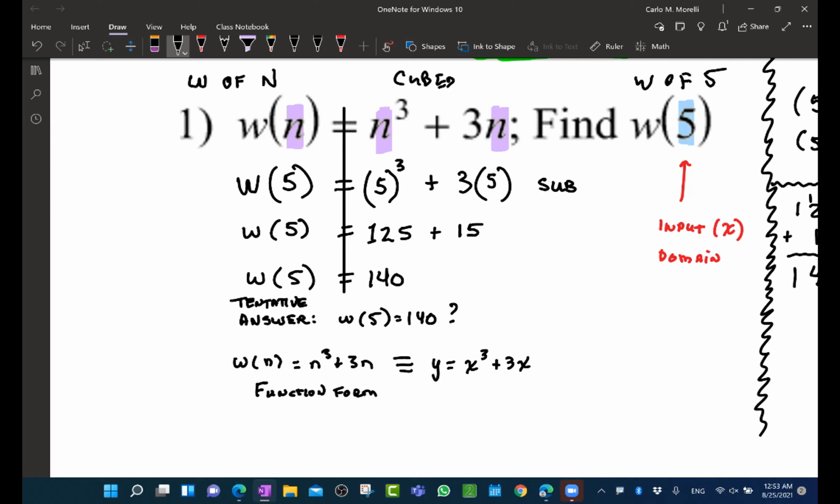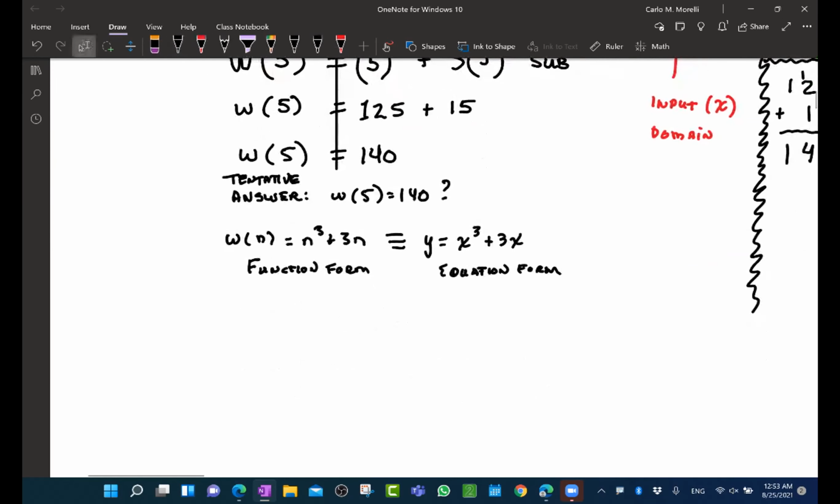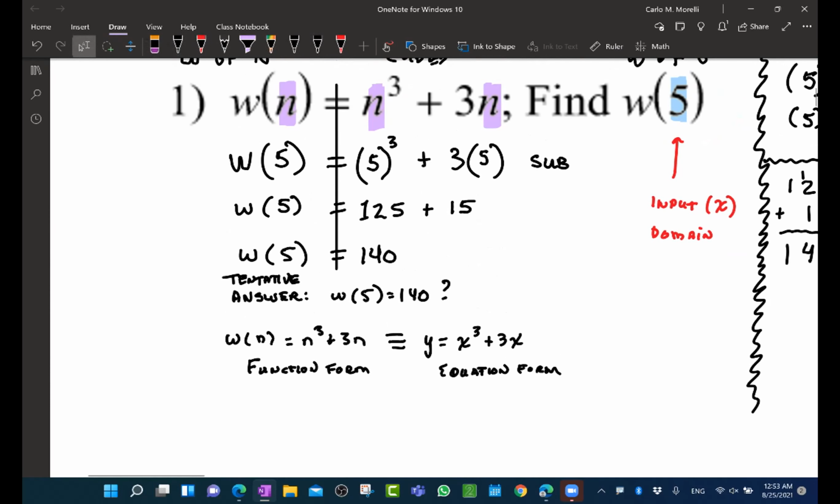And this is the equation form. And it's actually the equation form that we're going to use to determine if we're correct. All righty. So here's what we're going to do. I got to finish explaining. So this was the input, the 5, and the output.